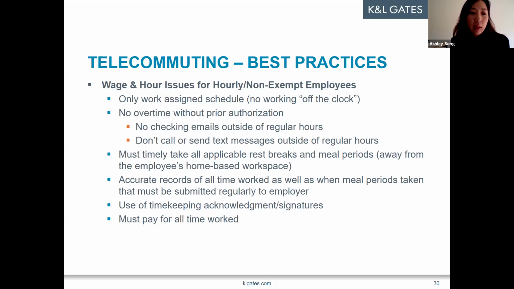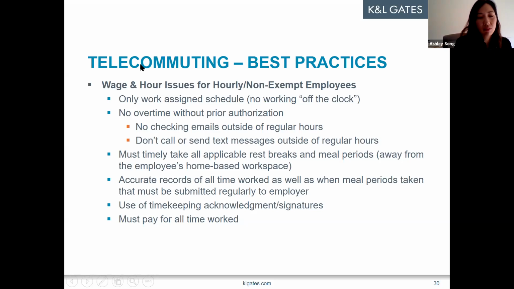Timely take all rest and meal breaks away from the designated workspace area, as well as mandate accurate records of all time, as well as when meal breaks were taken, and submit it regularly, whether it be daily or weekly, to the employer. And we also recommend timekeeping acknowledgement and signatures, or even saying this timesheet is accurate under the penalty of perjury, etc. That kind of language, especially right now, will be helpful.